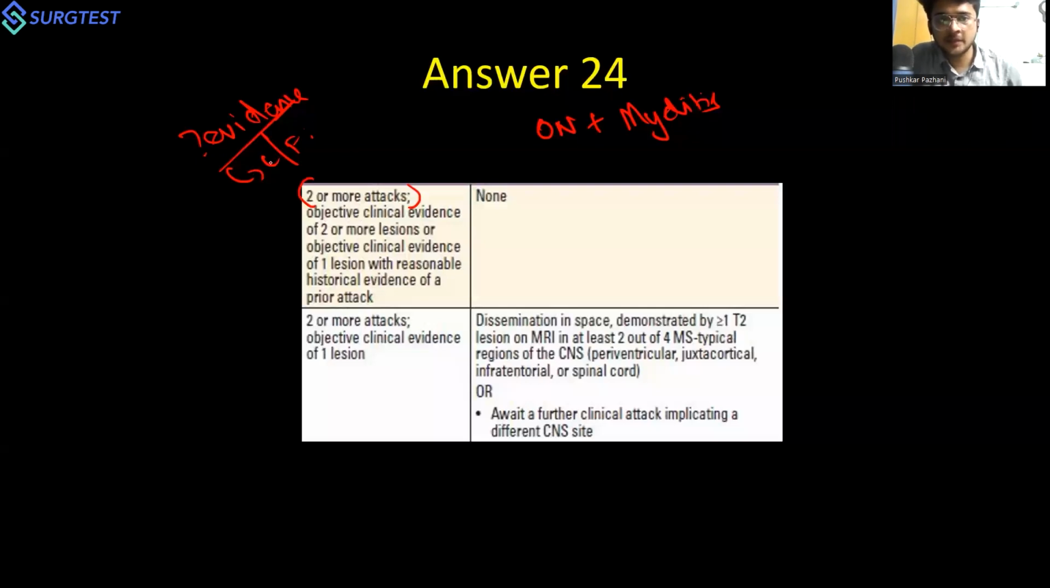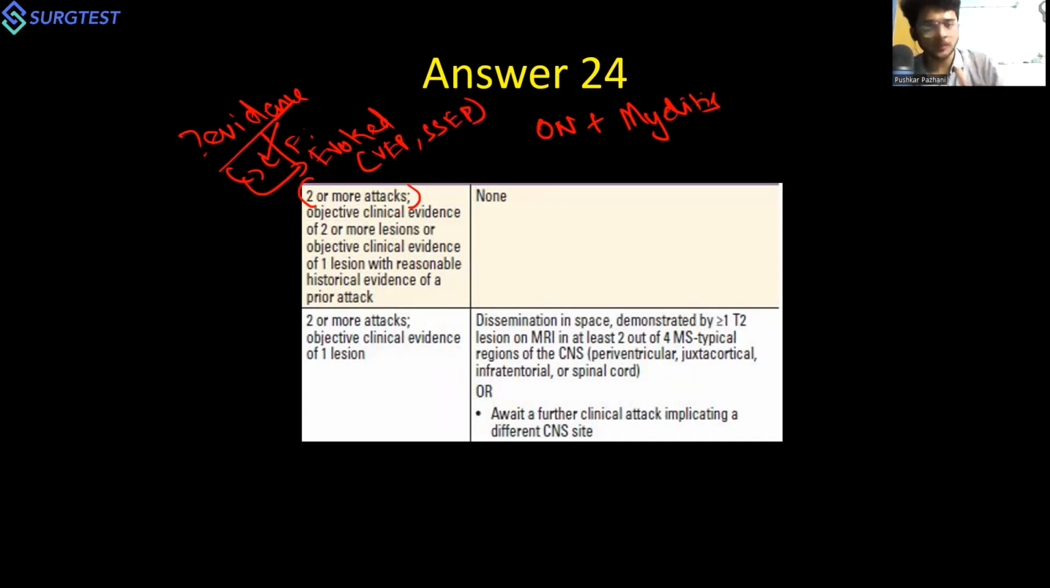So objective evidence can be provided by clinical features. So a basic clinical exam is important, and evoked potentials. Okay, so evoked potentials are very, very important. So VEP, somatosensory evoked potentials. Okay, so VEP is visually evoked potentials. So this is the importance of evoked potentials in a patient with multiple sclerosis.